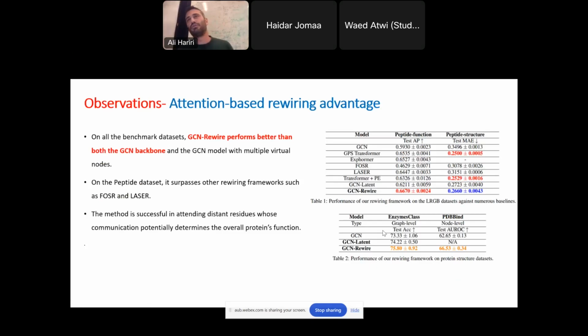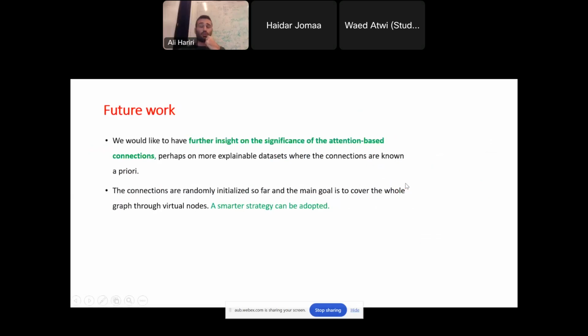And this method performed better than other existing rewiring approaches, where you had to do the rewiring as a pre-processing step. In my case, I do the rewiring in an end-to-end fashion. I don't need to pre-process the graph, which can be expensive, especially if it's a very large graph. So this is my first PhD project. It was nice. It was in Machine Learning for Computational Biology proceedings.